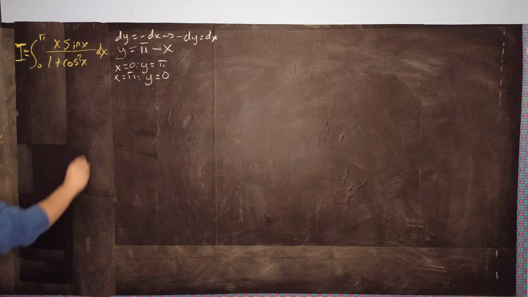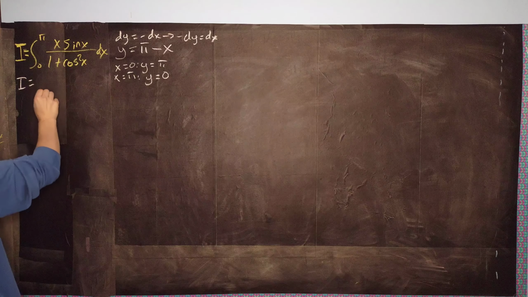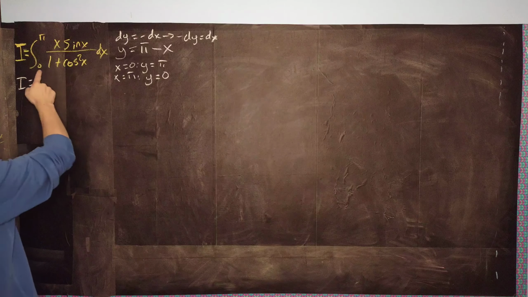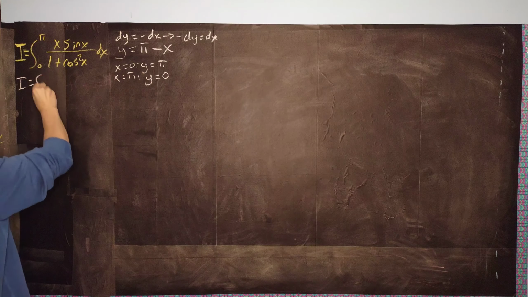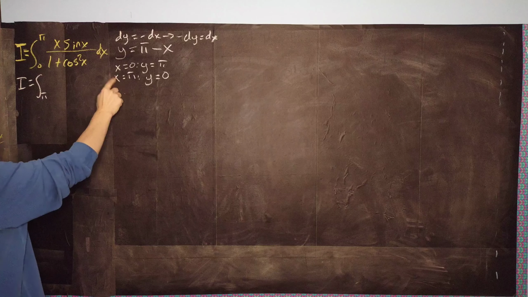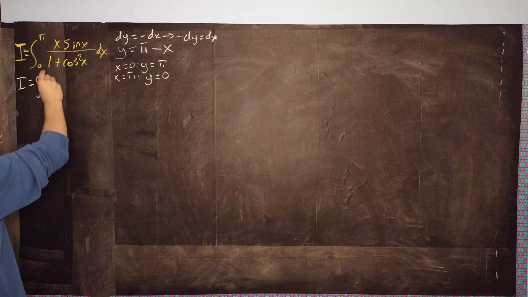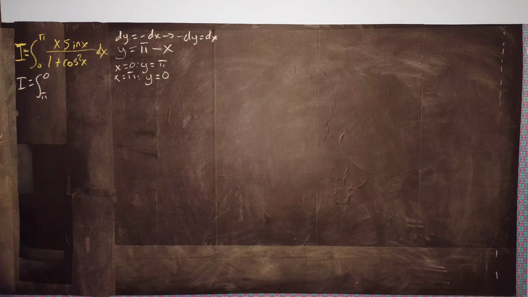Okay, so now let's rewrite the integral. So I here would be equal to the following. Now look, when x was the lower limit of 0, that became pi, so you put a pi here. Then when x was the upper limit of pi, that became a 0. Now let's transform the integrand a little bit.